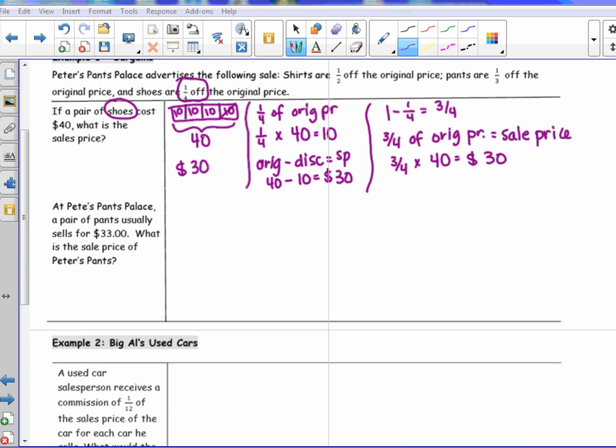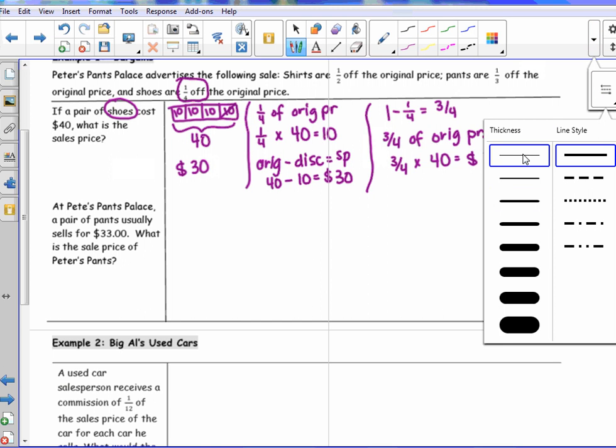At Pete's Pants Palace, a pair of pants usually sells for $33. What is the sale price of Peter's pants? So in this case, we have the pants being on sale for a third off. So we'll first solve it with a tape diagram, and the whole bar represents the original price of the pants, which is $33. We're going to save 1/3, so we're going to split our bar into thirds.